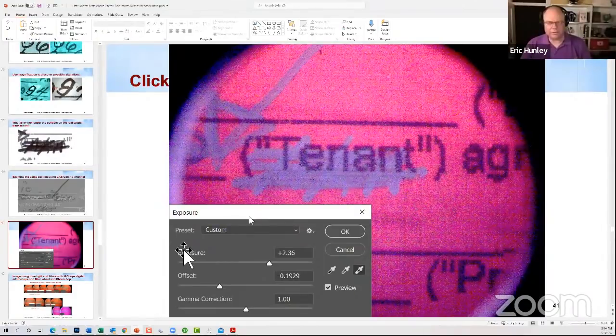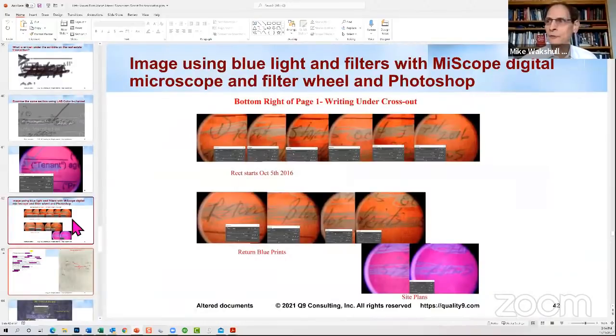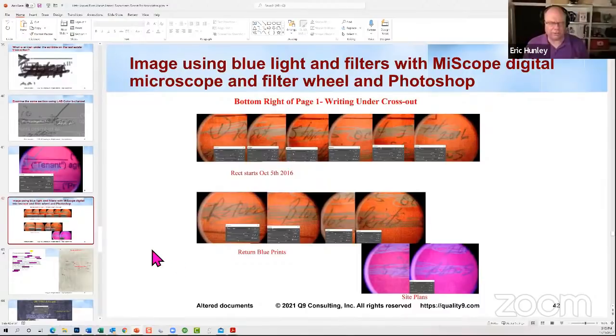That's amazing. And then other parts of this document, it was a real estate contract, were all scribbled out, and we needed to see what was written under the scribble. Wow. So using different lighting techniques and different filters, I was able to see what that said. Rec starts October 5th, 2016. And then under here, it said return blueprints. But that was all scribbled out, you couldn't read that. And then over here, it said site plans. Why was it all scribbled out?